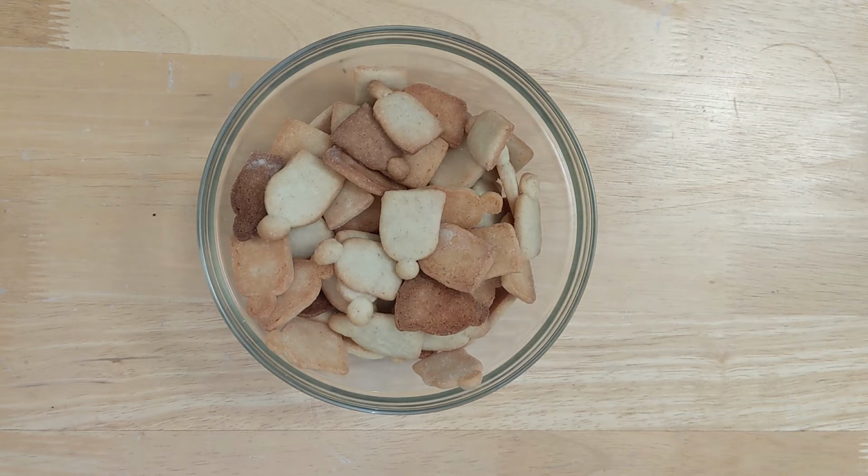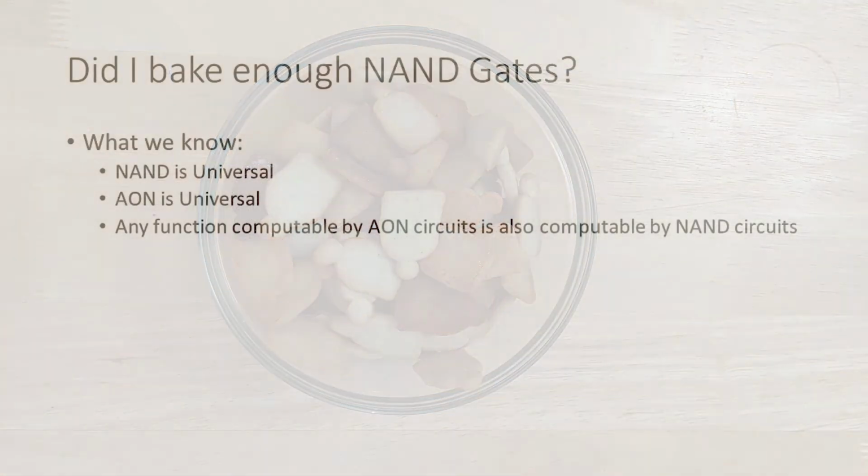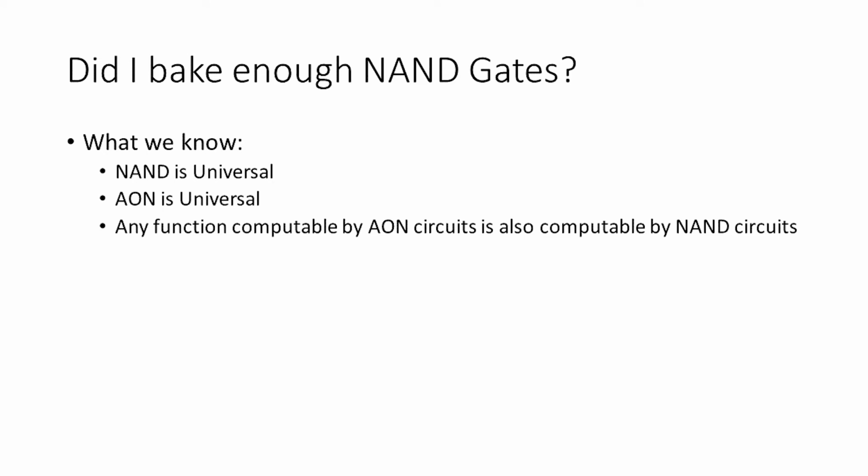So I have this problem. I only bake NAND gates, and I ate all of my AND, OR, NOT gates. So if I have some circuit that is defined using AND, OR, NOT gates, I might want to know how many NAND gates I might need in order to compute that same function. Did I bake enough NAND gates to implement the function that was defined using AND, OR, NOT gates? Now we know that any function that we can implement with AND, OR, NOT can also be implemented with NAND. That was a computability question.